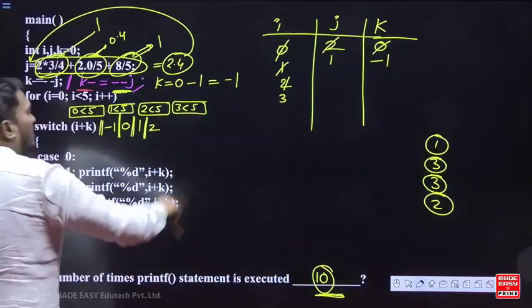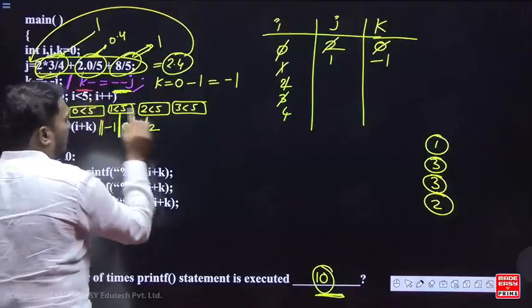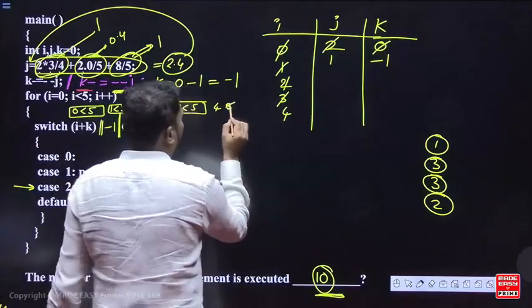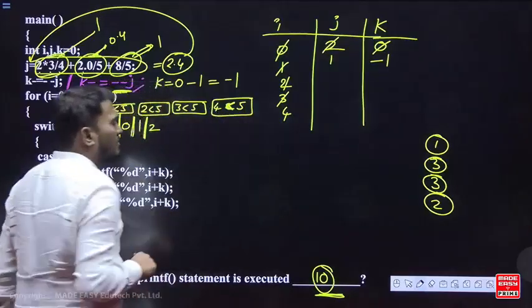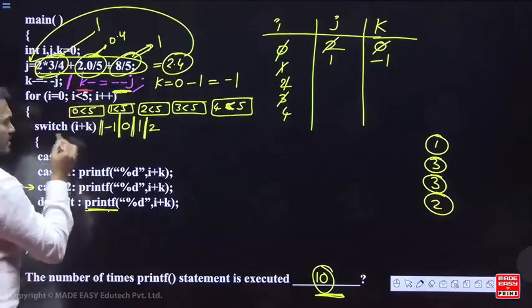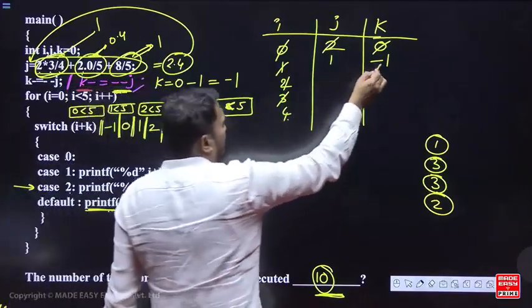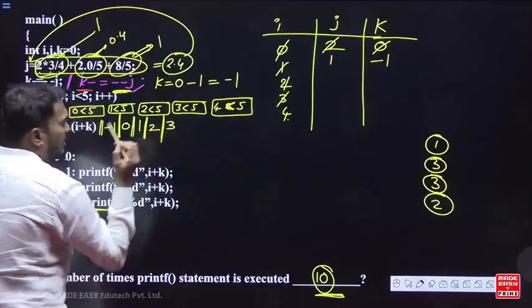Next again you say i++, so the i value becomes 4. Then again you do the comparison, i less than 5. The i value is 4, 4 less than 5, true or false? True. If it is true, you go inside. In the switch case, you are passing i + k. The i value is 4, the k value is -1. So 4 minus 1, how much? 3. So in the switch case you are passing 3 here.